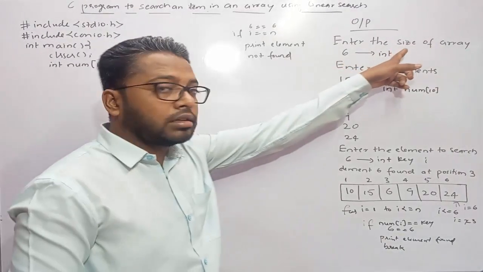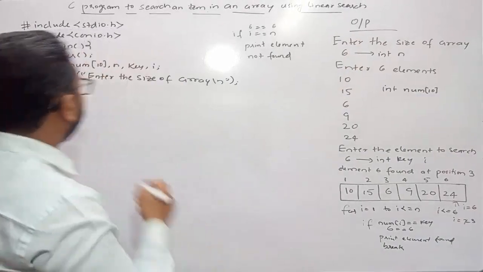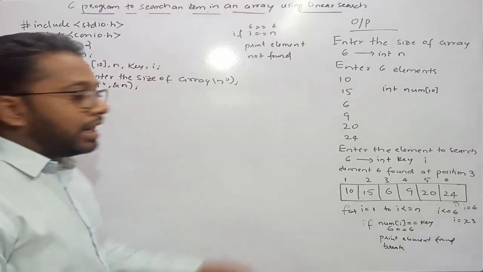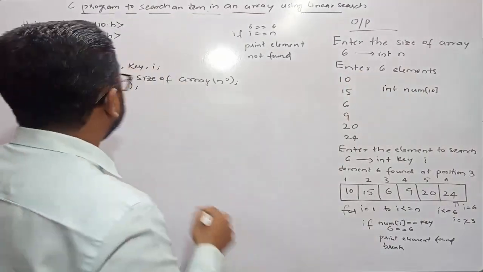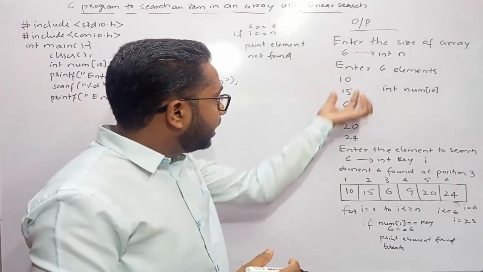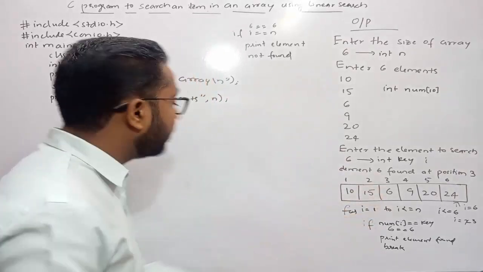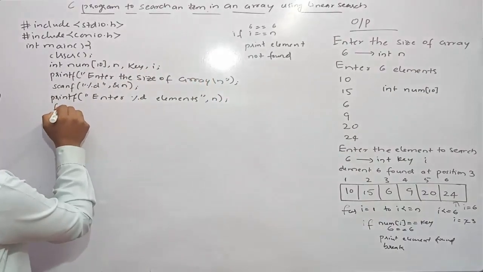Now I need to display this message: enter the size of array. Now I need to accept this input of n. Next I need to display this message: enter 6 elements. Now one by one I need to start reading these numbers and store these numbers inside the array. So I will use a for loop.